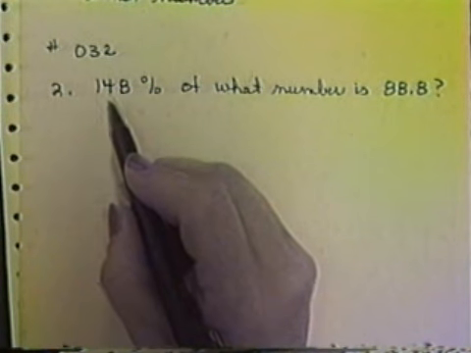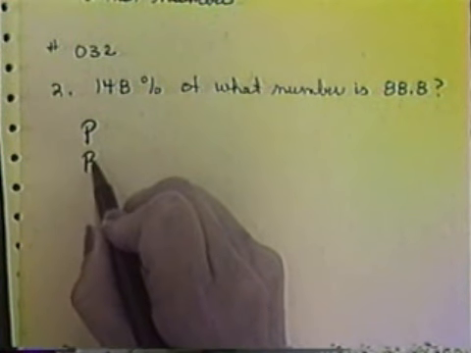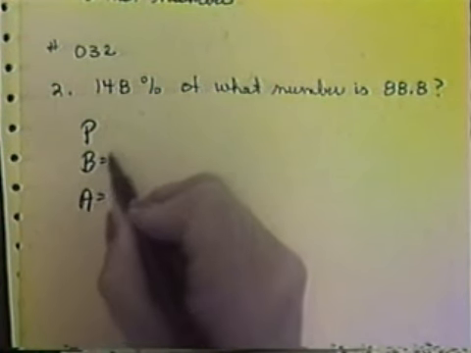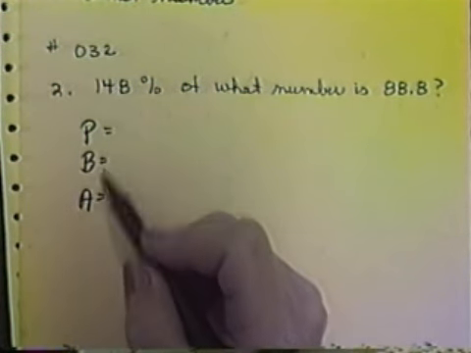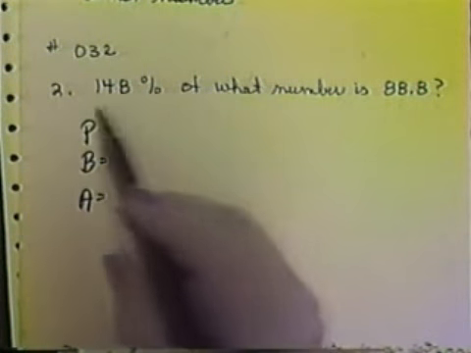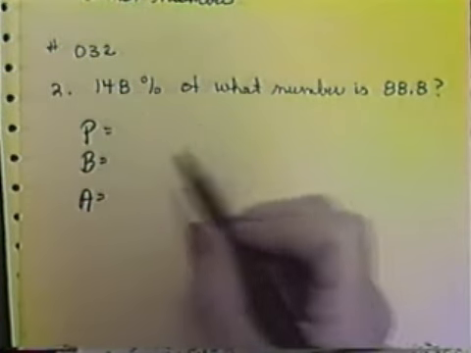Now we need to identify our percent, our base, and our amount. We want to do this any time we have a percent problem. We want to always identify our percent, our base, and our amount. So on this, again, our percent is fairly obvious.